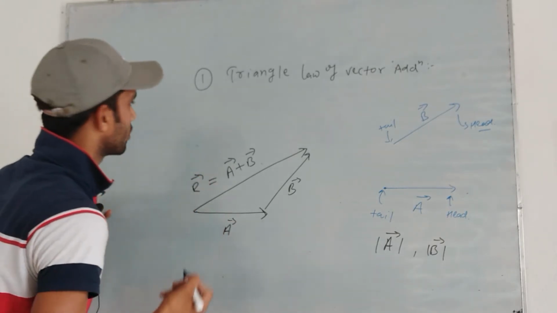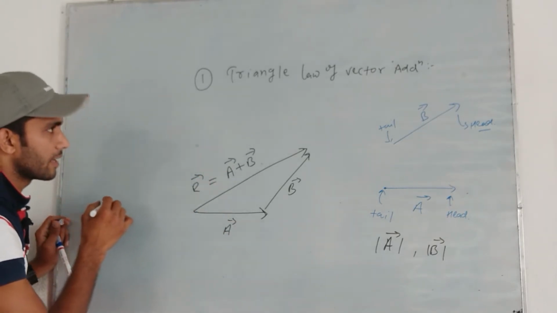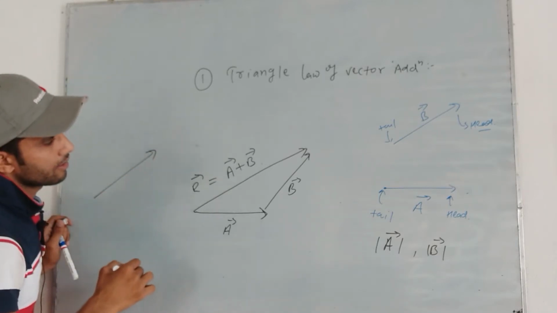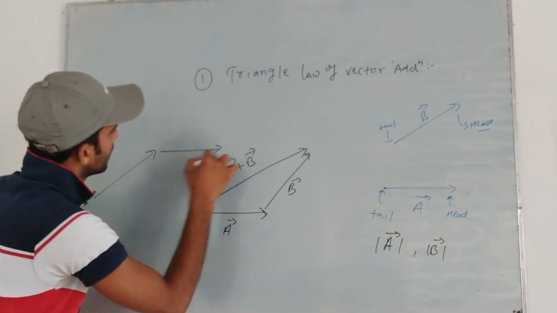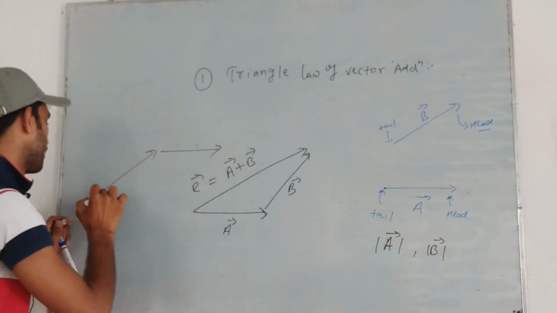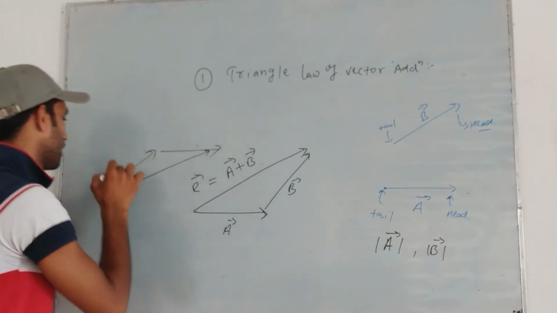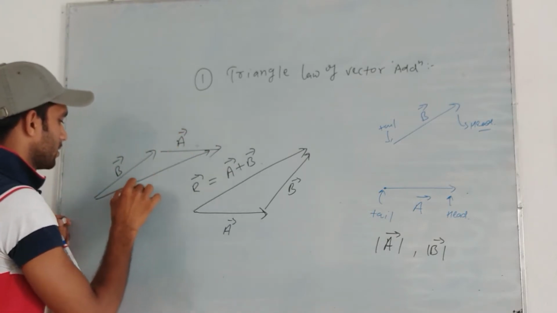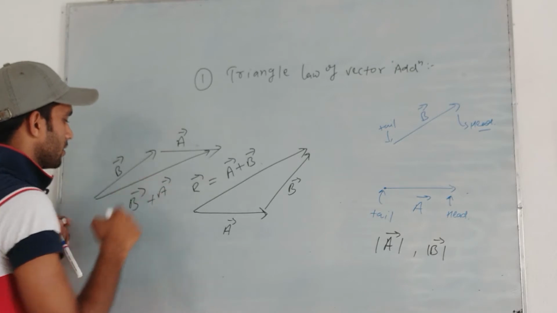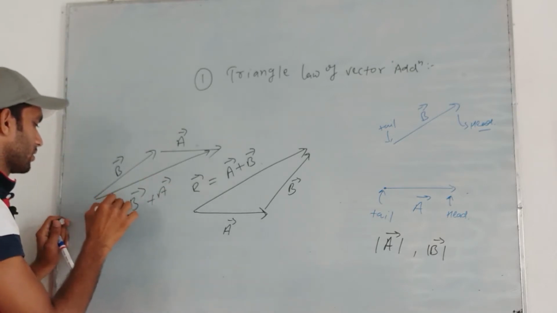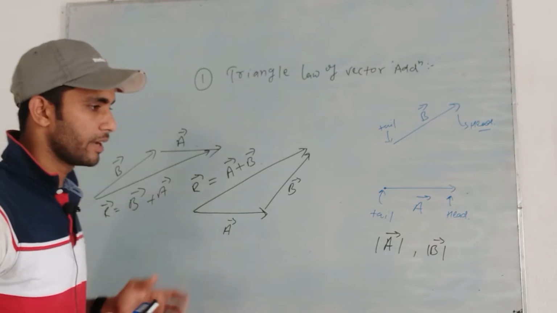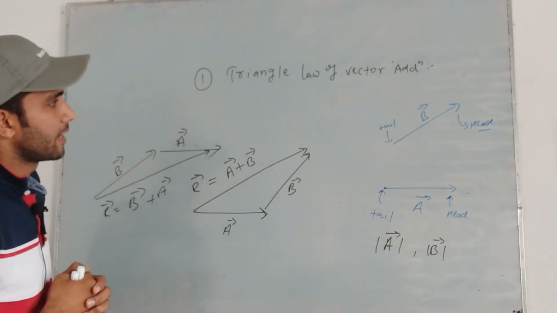Or you can also sum the vectors in this way. This is your vector B, and put the tail of vector A with the head of vector B, and you can also make the triangle. This is vector B and this is vector A, and you will get B plus A. So this is your resultant vector, the sum of A and B, right? So we can do it in two ways. So this was the triangle law of vector addition.